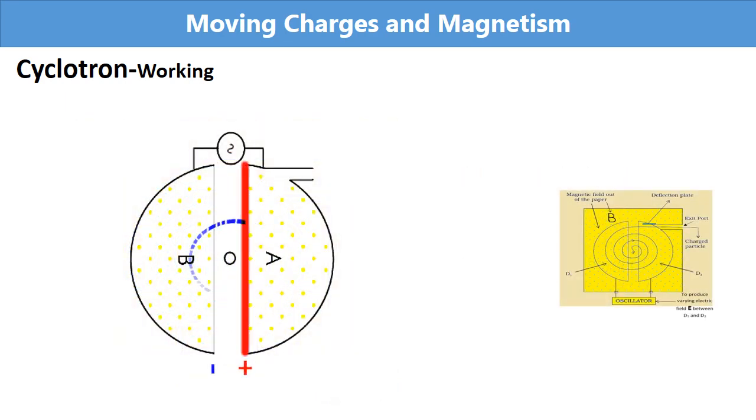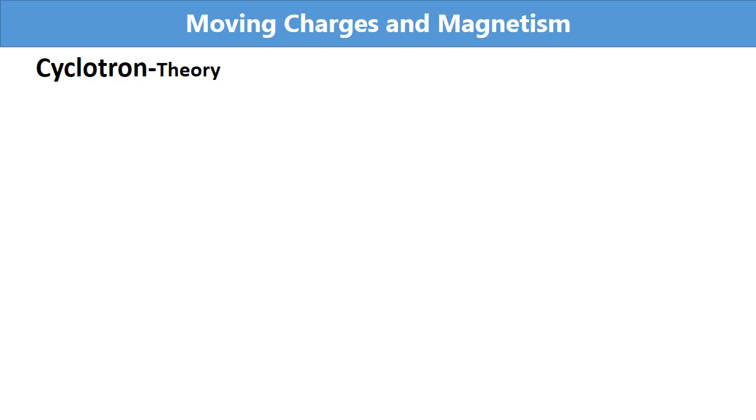Here you can see the actual movement of the particle in a cyclotron. Down you can see the polarity of the Ds are changing when the particle completes one semicircle. Now we will check the theory of cyclotron.